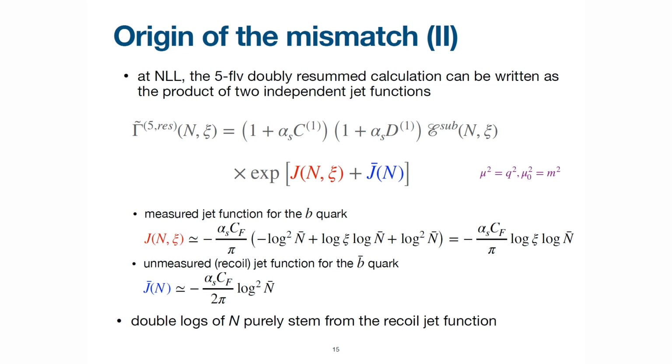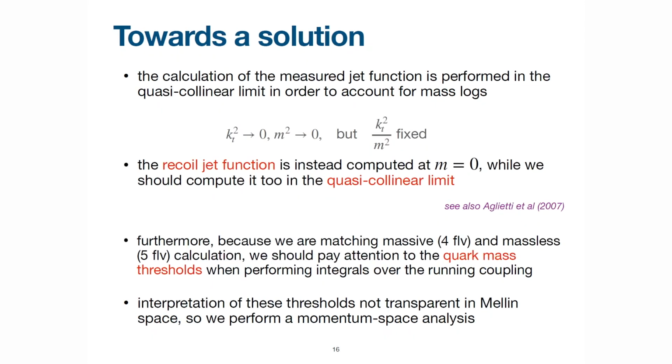So this is another way of saying that the two limits commute for this guy. However, the unmeasured recoil jet function is computed in the massless limit, and it has a double log, and that double log doesn't cancel against anything. So double logs of n purely stem from the recoil jet function. So how do you go about this? Well, you can notice that the two jet functions are computed in different limits. The measured jet function, because you want to keep information about the mass, is computed in what is known as the quasi-collinear limit. So the limit where kt goes to 0, m goes to 0, but the ratio is constant. On the other hand, the recoil jet function is unmeasured, and so it's computed in the massless limit. And because it's computed in the massless limit, it has double logs.